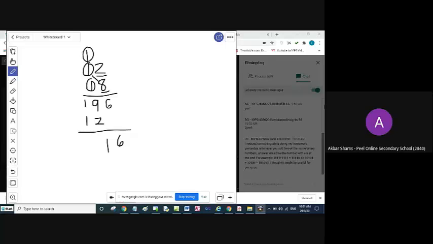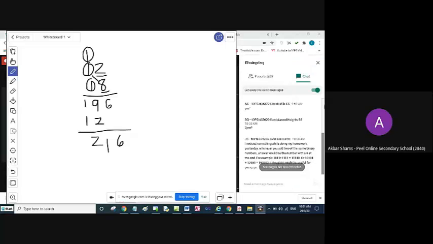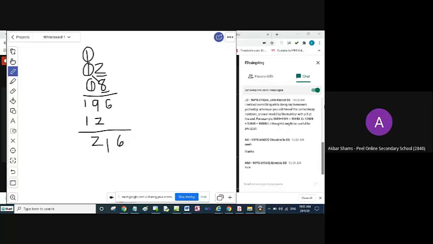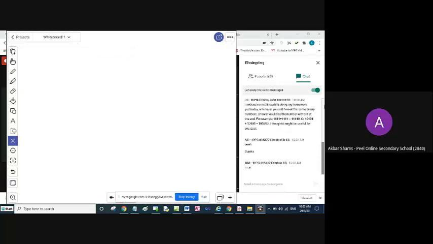as a carryover, and 1 plus 1 gives you 2. So this is going to be your multiplication, 216. Okay, let's do another one.